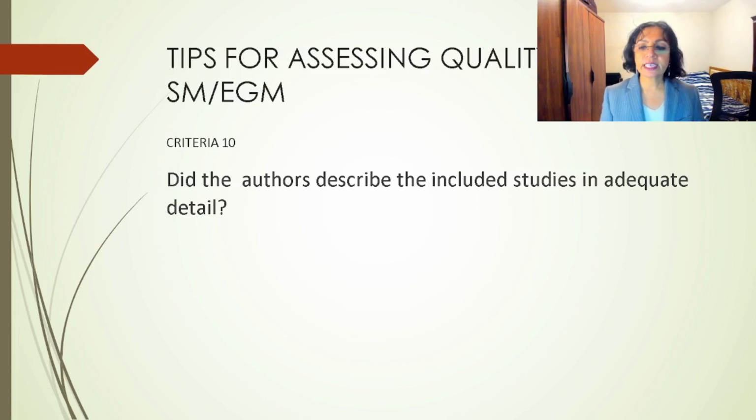Did the authors describe the included studies in adequate detail? So again, it is based on the scope of the map and how much detail data is to be extracted. Again, it depends on the scope and the review question. We don't expect to see a very large amount of detail in a systematic map. So whether it is sufficient, whether it will fit for the purpose, that is what we have to assess here.